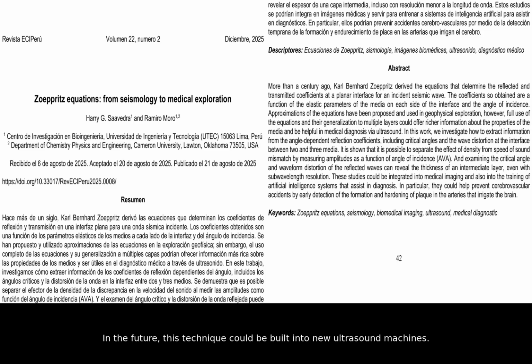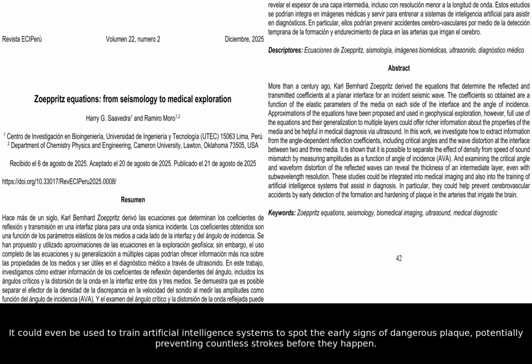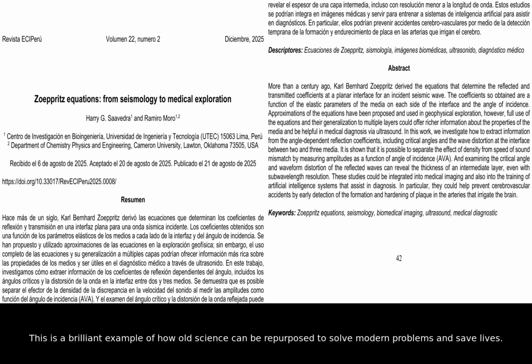In the future, this technique could be built into new ultrasound machines. It could even be used to train artificial intelligence systems to spot the early signs of dangerous plaque, potentially preventing countless strokes before they happen. This is a brilliant example of how old science can be repurposed to solve modern problems and save lives.